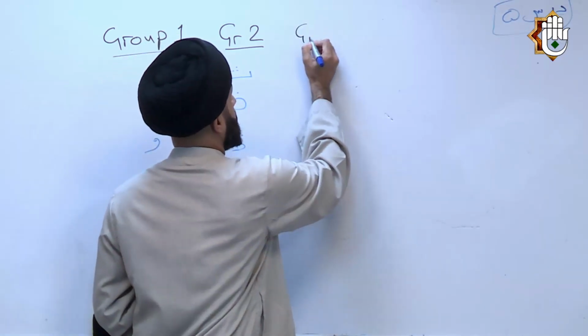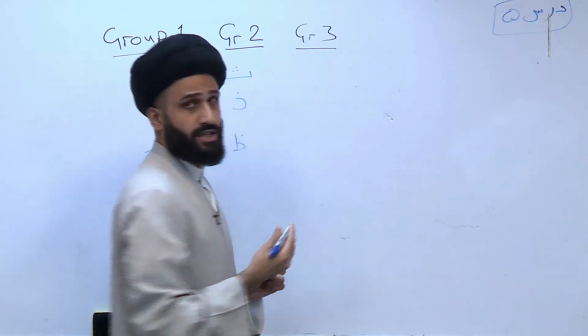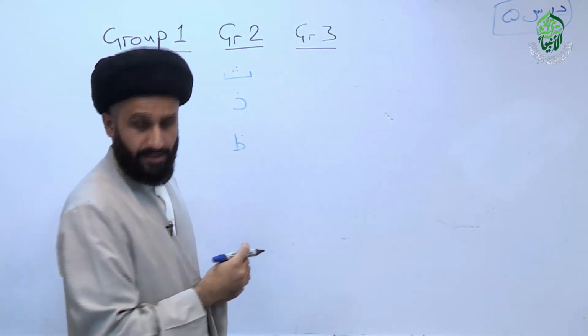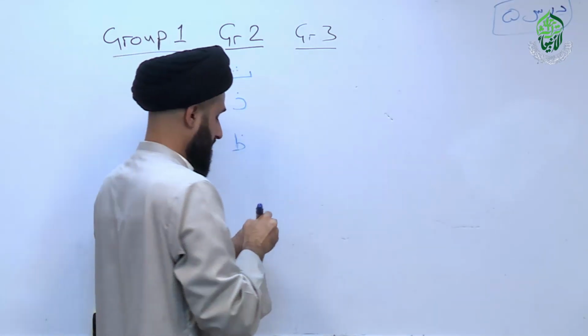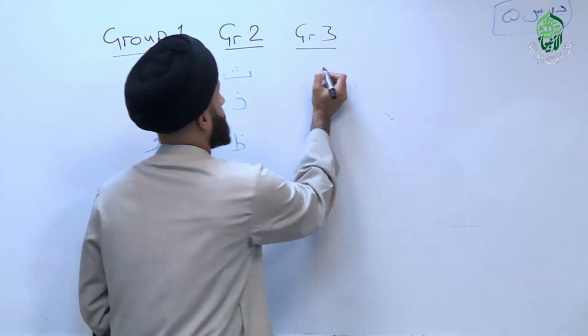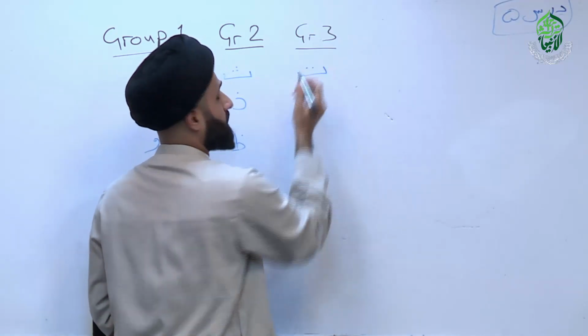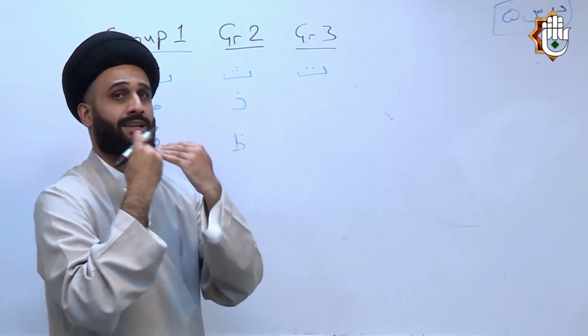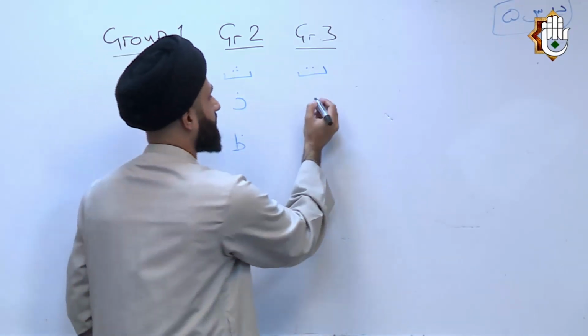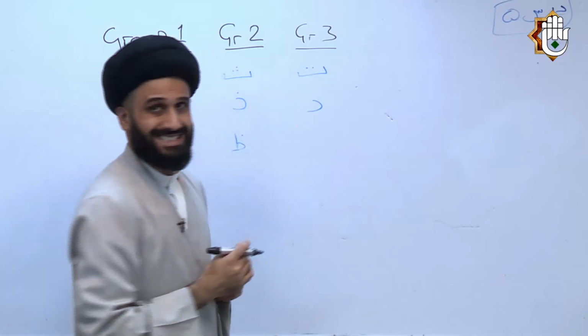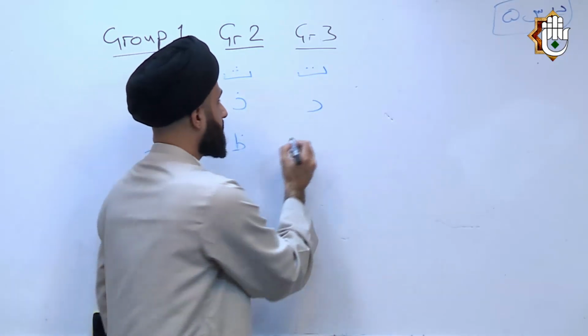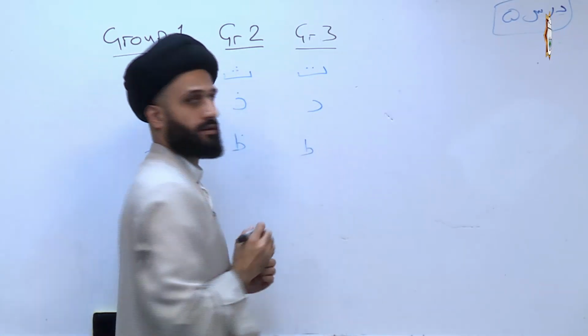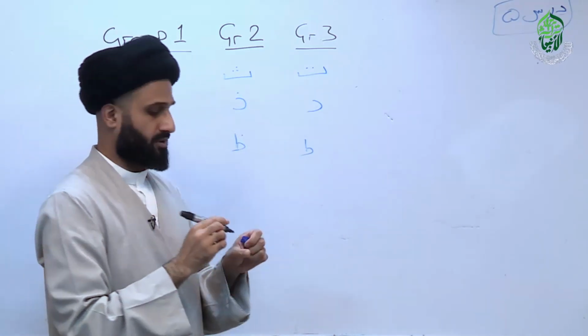Group 3, brothers and sisters. Okay? We had already gone through some of these letters previously. Now we are moving more inside. So now we started from the front of the teeth. Now we're moving behind the teeth, the incisors. Ta, dal, and ta. And we had explained this in our previous session.